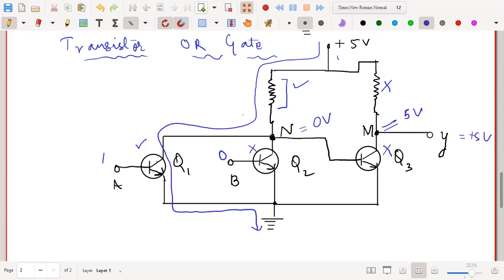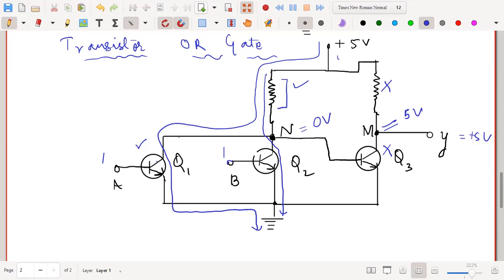So this condition is valid for when both the transistors are working also. Suppose you apply 1 here also. Let me just erase this. If you apply a 1 here also, both the transistors will work, and then the current will flow through any one of the transistors. In such a situation also, the point N will be driven to ground potential, that means 0 volt, and hence the transistor Q3 will not work.